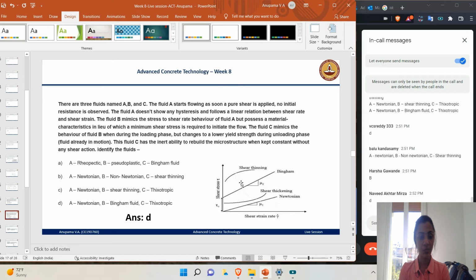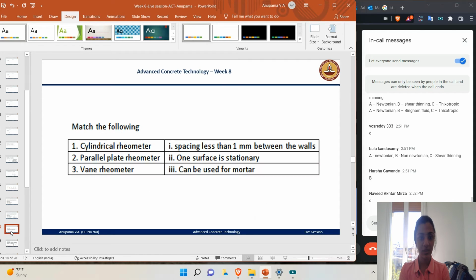Okay, now moving on to the next question. Match the following. You can just type 1 1, or 1 2, or 1 3, like that. These are devices with general characteristics used in measuring the rheological parameters. The devices are the cylindrical rheometer, the parallel plate rheometer, and the vane rheometer or vane shear rheometer. The corresponding options are: the spacing is less than 1 millimeter between the walls, one surface is stationary, and the last option is that it can be used for mortars.